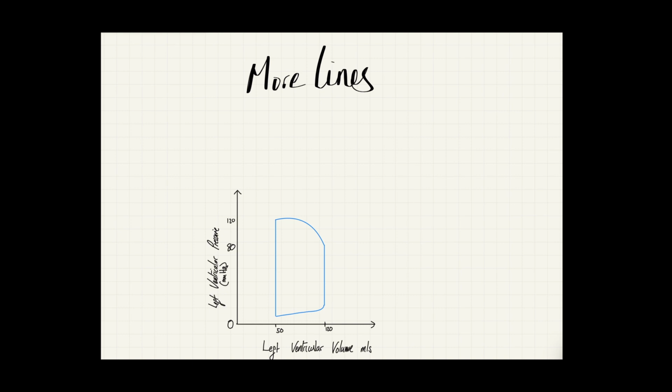And there are two lines we talk about. There's the end systolic pressure volume relationship. It goes through a 0 on the axis and up through the D point, like that. And we call this the end systolic PVR, pressure volume relationship.